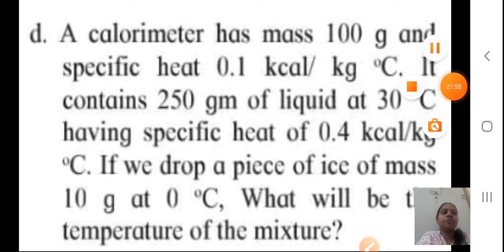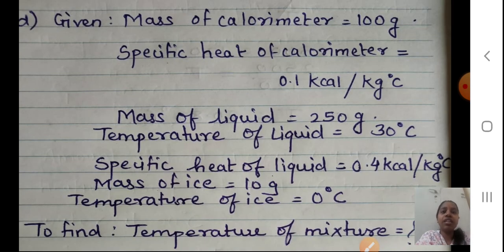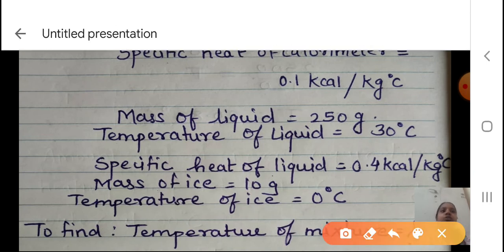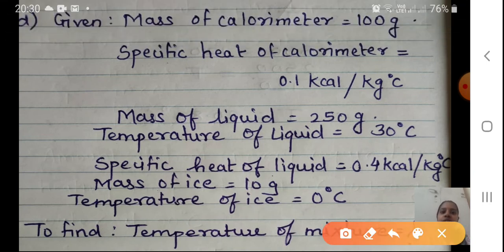If we drop a piece of ice of mass 10 grams at 0 degrees Celsius, what will be the temperature of the mixture? So we have to find the final temperature of the mixture. Now see here, the mass of the calorimeter is 100 grams, its specific heat is 0.1, the mass of liquid is 250, its temperature is 30, the specific heat of the liquid is 0.4, the mass of ice is 10 grams, and its temperature is 0 degrees Celsius. You have to find the final temperature of the mixture.